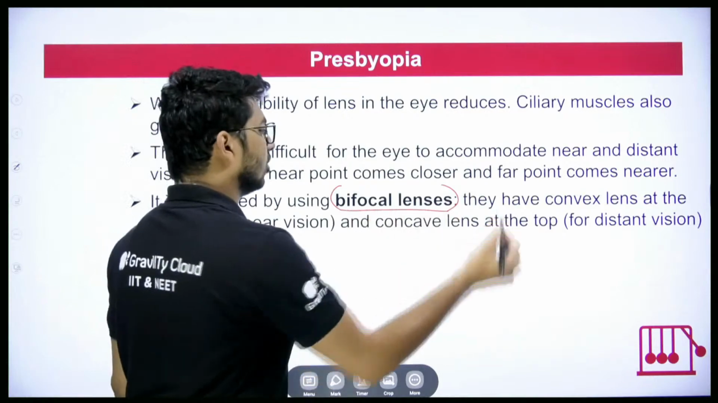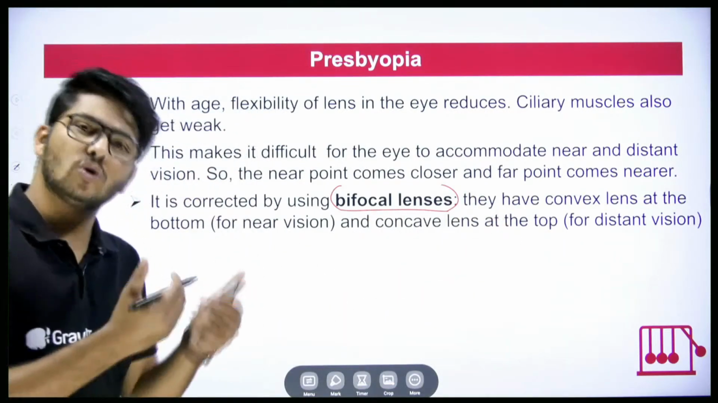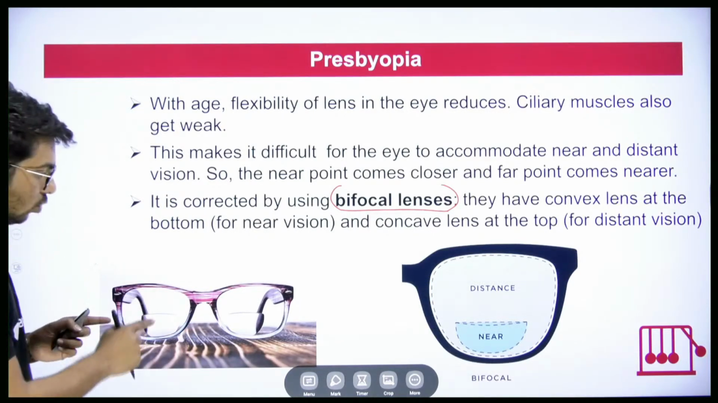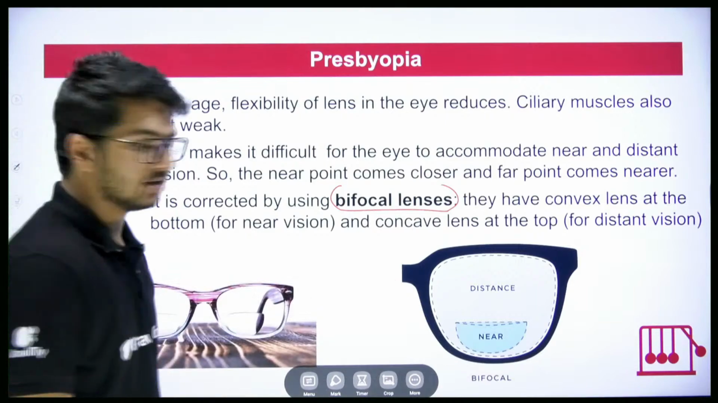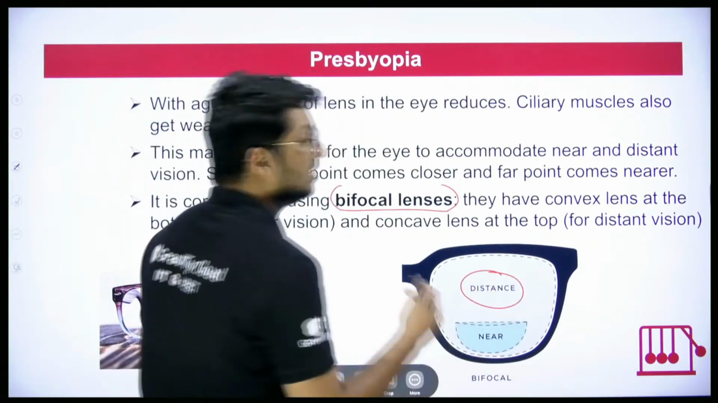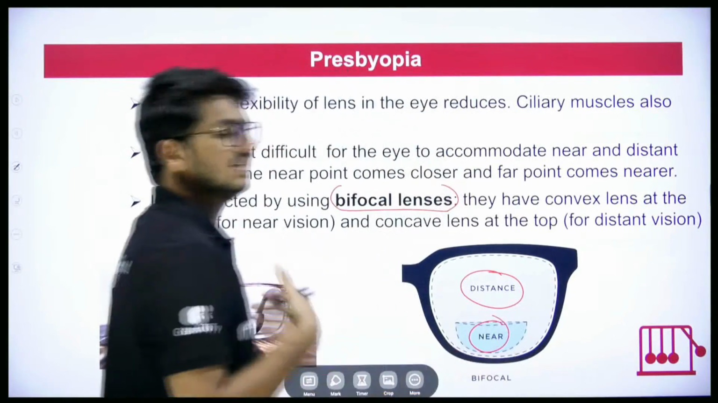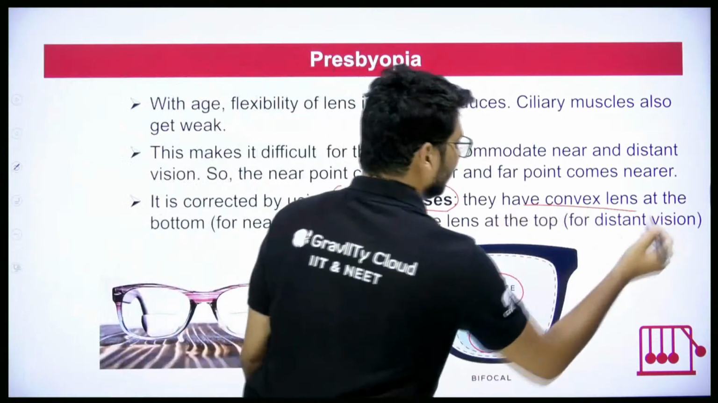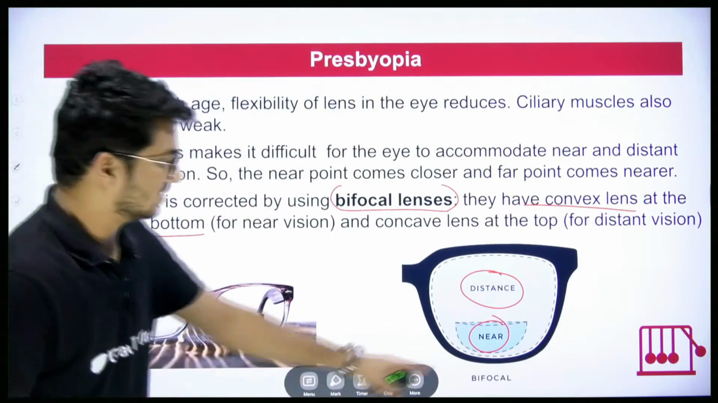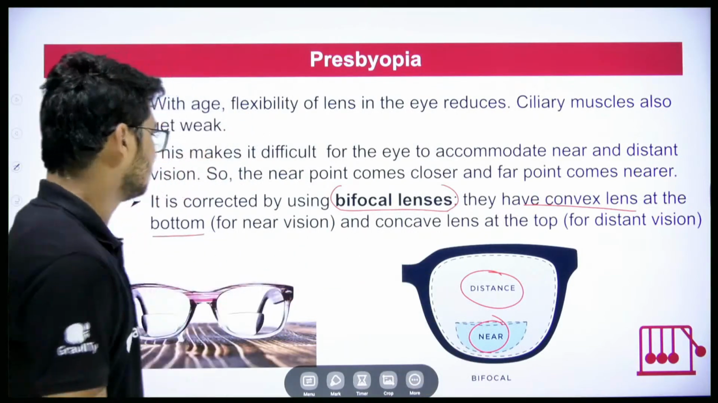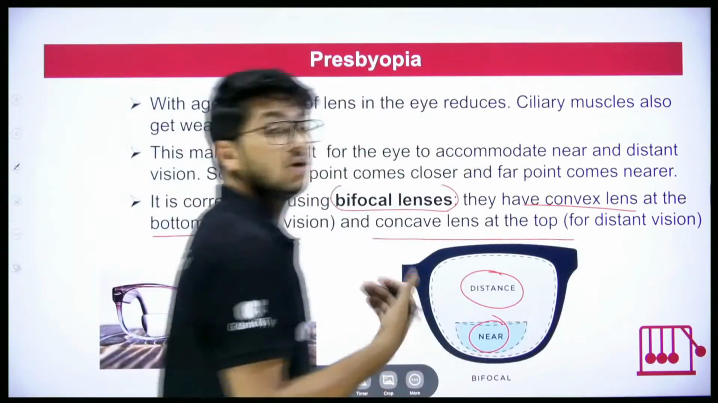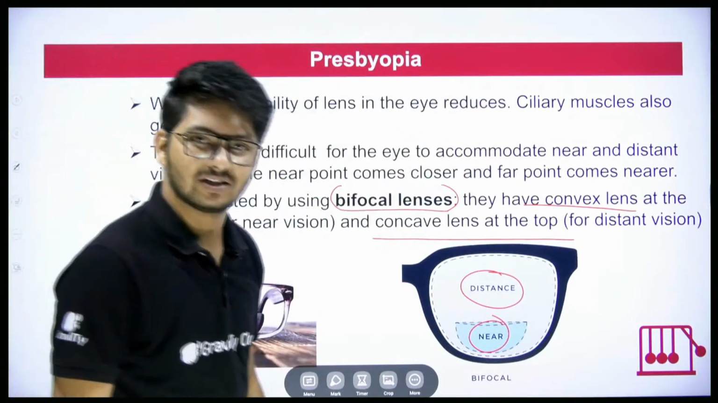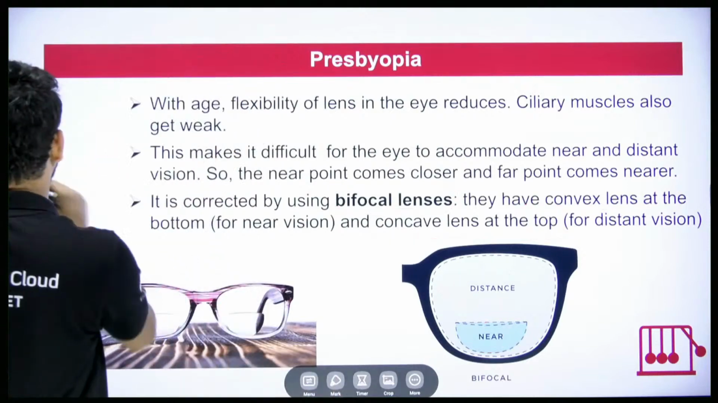Now what are these bifocal lenses? They'll have two types of lenses. For example, look at this image. Can you see the image here? There are two types of lenses. A better image is given here. Right, so the upper part is for distant objects. The lower part is to look at near objects. Here you can see they have a convex lens at the bottom. So for near objects we use convex lens, and concave lens at the top for looking at distant objects. Is that clear?